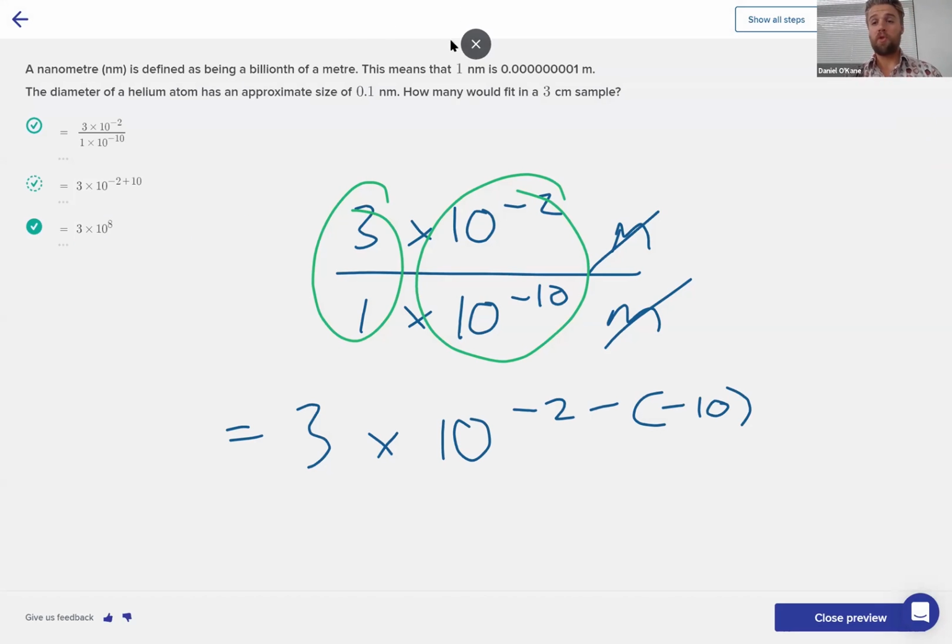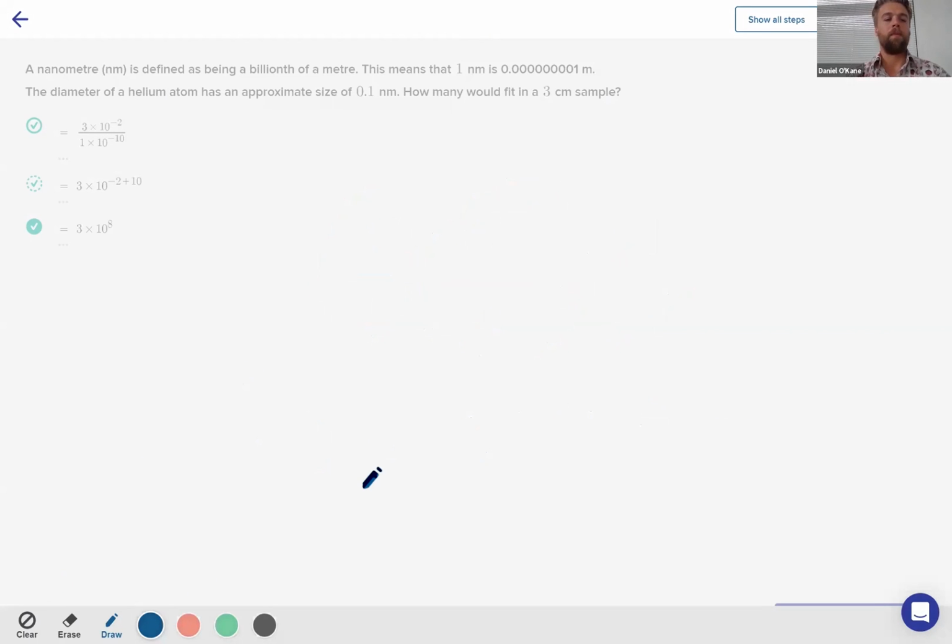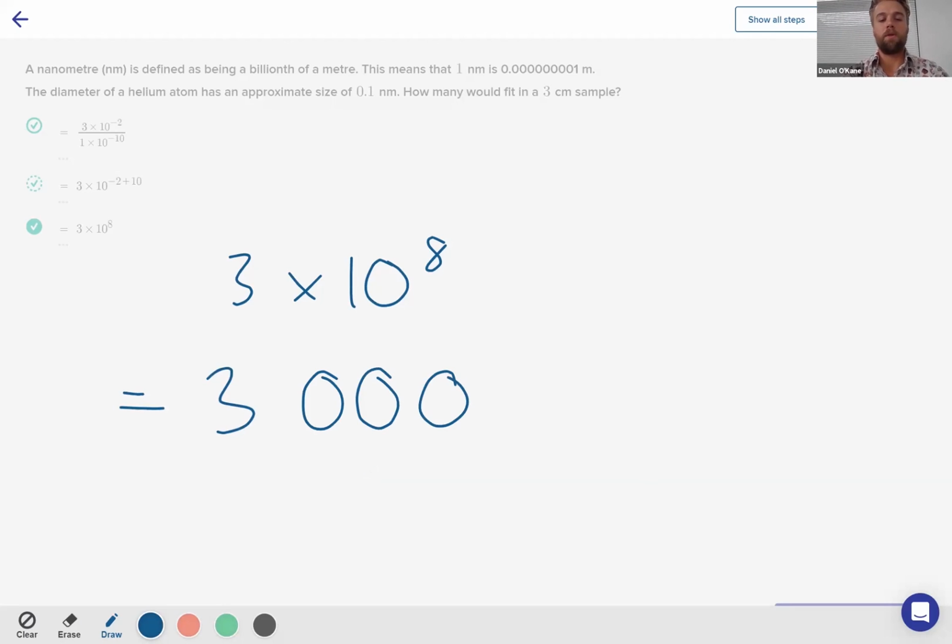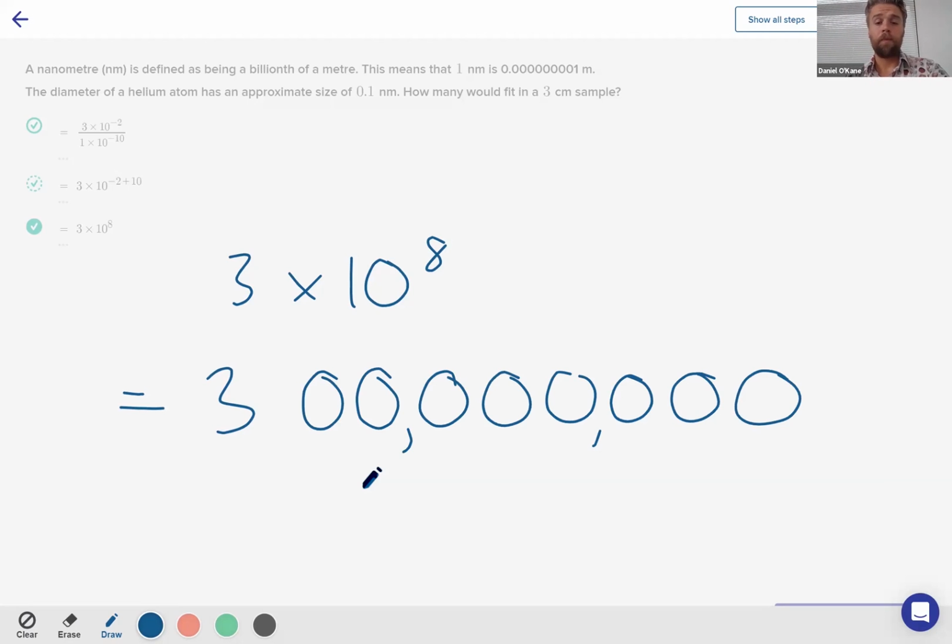So what's 3 times 10 to the power of 8 as a number? This is optional for the question, you don't have to do this, but 3 times 10 to the power of 8 would be 3 and then 8 zeros afterwards. You probably don't really use these commas anymore, but I just want to use them to illustrate what this number actually is. It's 300 million. So 300 million atoms of helium is going to fit in just a 3 centimeter sample.